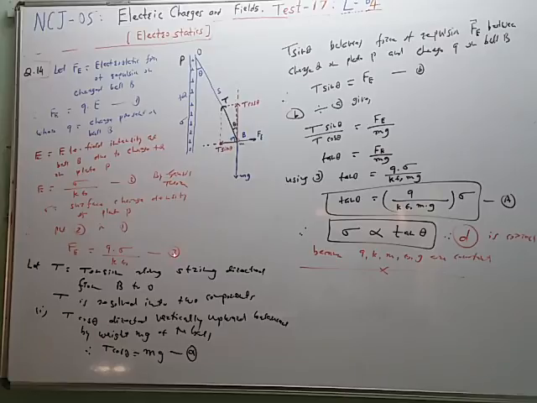So if you substitute this equation 3 here, using equation 3, we get this equation. In this equation, charge on the ball B is constant, dielectric constant of the surrounding air medium is constant, permittivity is constant, mass of the ball is constant, g is constant.